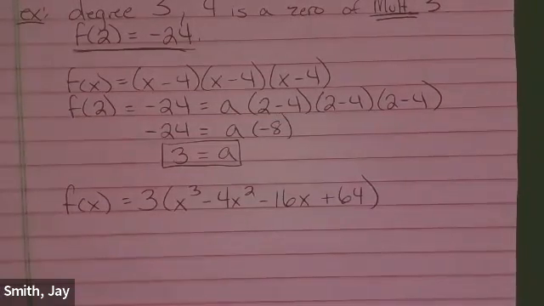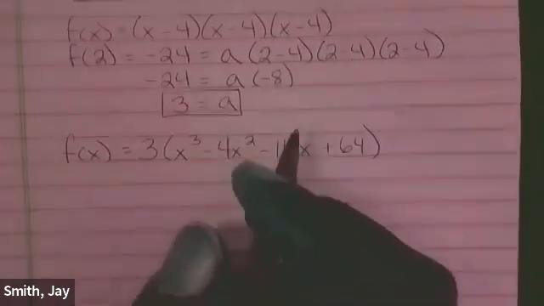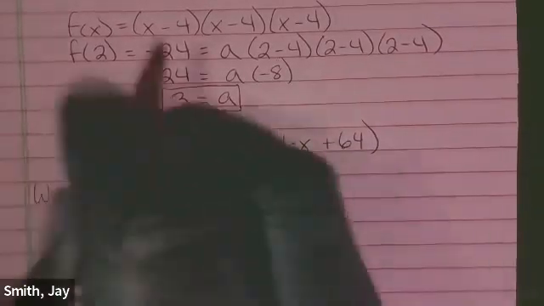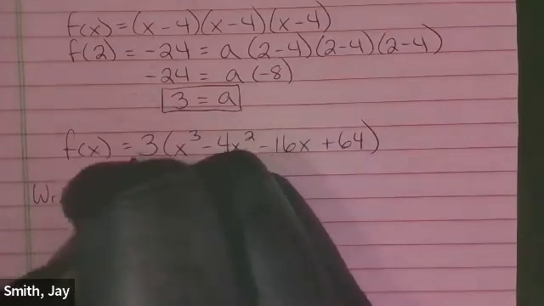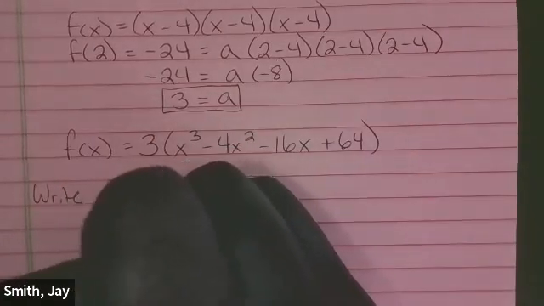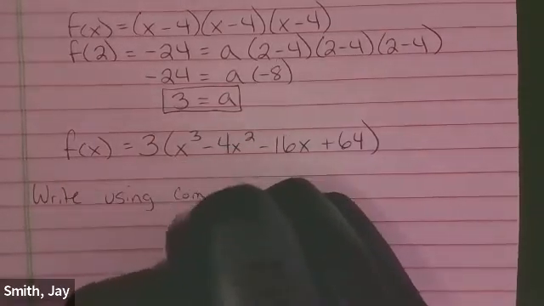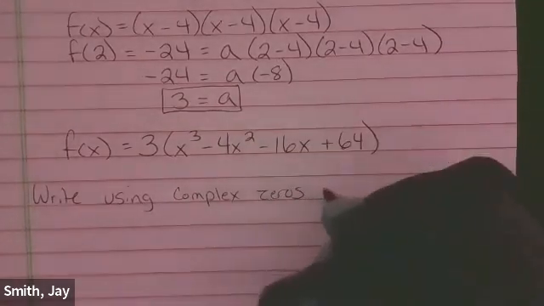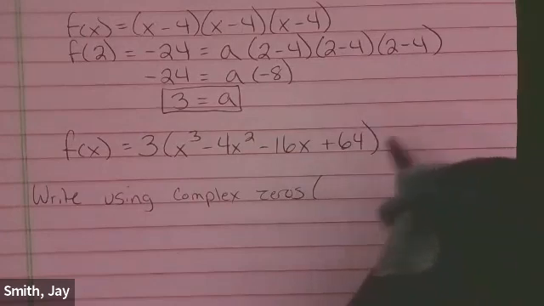All right. We also have to write polynomials of a certain degree, given certain zeros, and they can be complex. By that, I mean imaginary numbers, or a plus bi. So here's another type of problem we're going to see in this section. Here we're asked to write using complex zeros. And we want to remember the i's come in pairs.